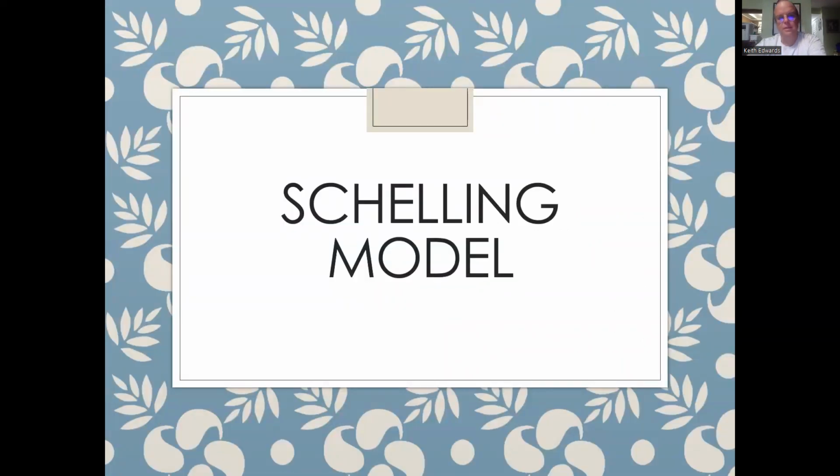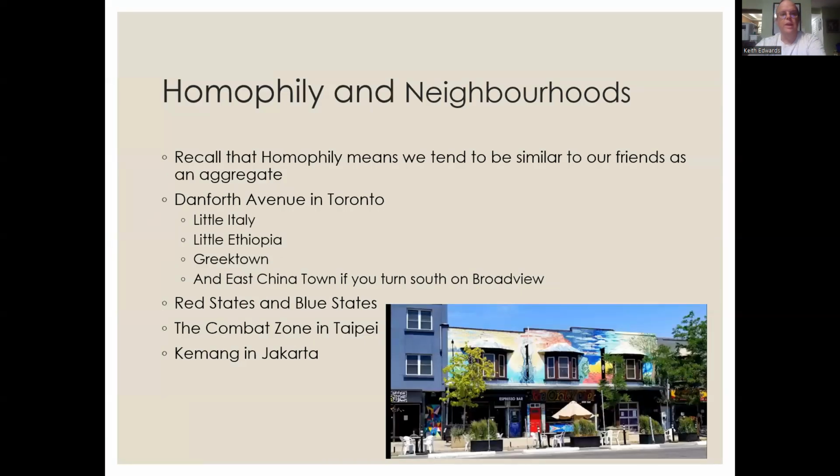And last but not least is the Schelling model. And you'll recall that homophily means we tend to be similar to our friends as an aggregate. This picture here is the only cafe on Danforth Avenue in Toronto, which is a place where I had the pleasure of living.